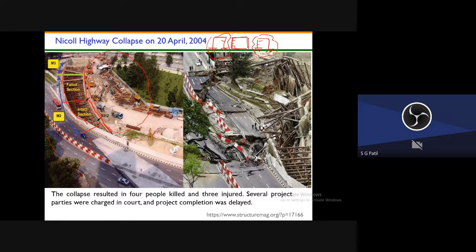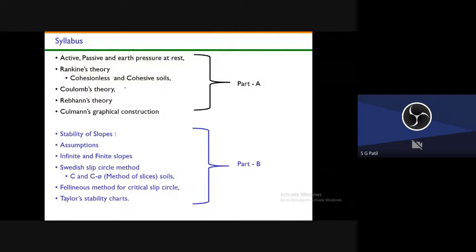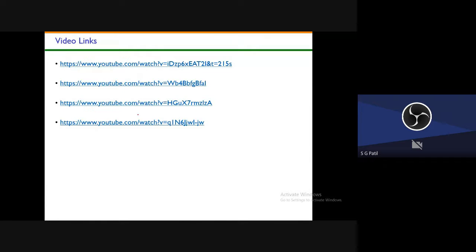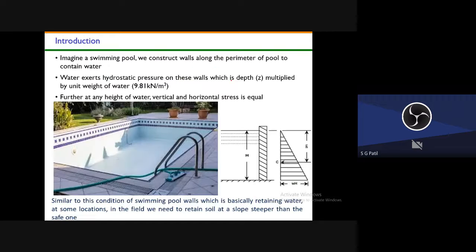So to design those retaining structures, you need earth pressures. This is the syllabus, which we have also seen, and I have shown you some video links of failures of diaphragm walls and other retaining walls, how they have failed. Some videos captured these. I have put those in your free time, so you can watch them.